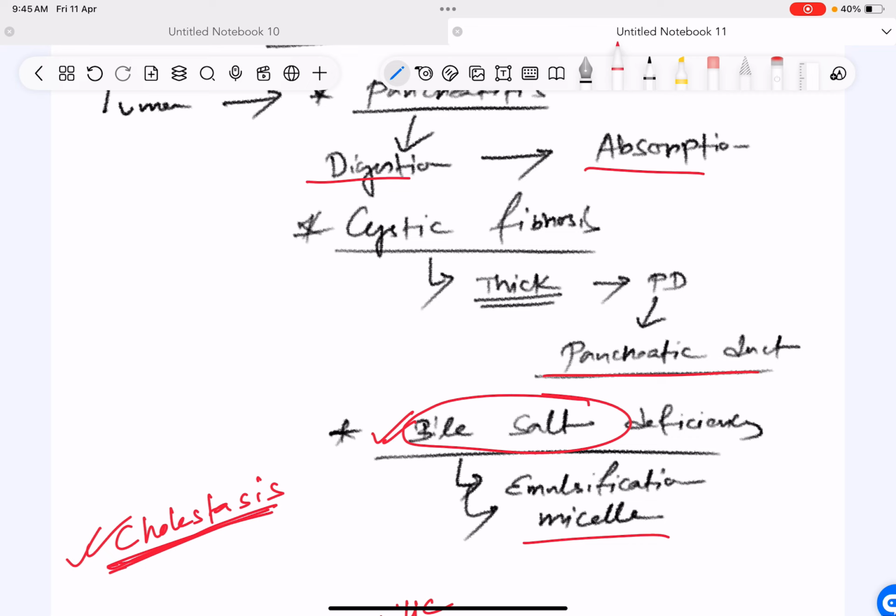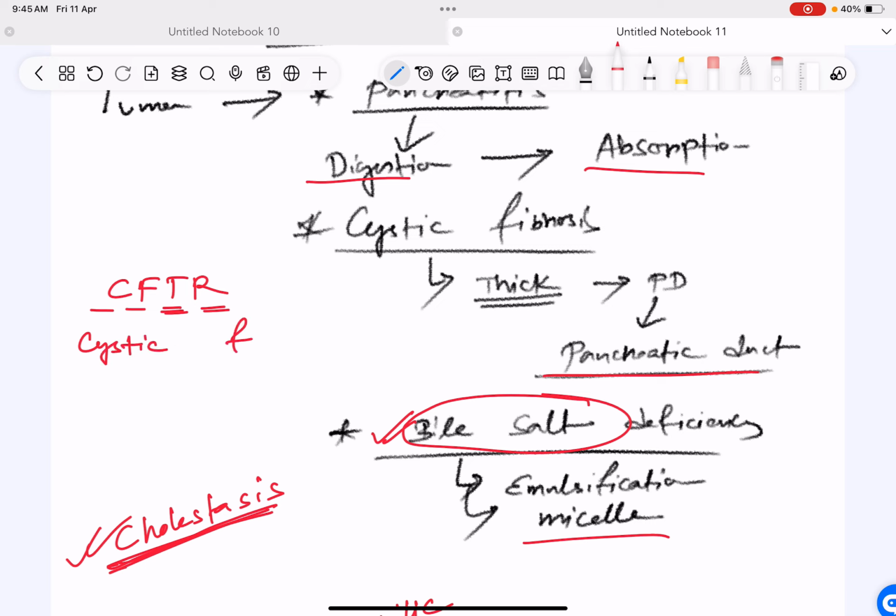If I ask you a few questions about cystic fibrosis, will you be able to answer? Tell me which gene is mutated in cystic fibrosis. I'll give you 5 seconds. You can recall? Yes, obviously you can recall. But what is the full form of this CFTR gene? Cystic fibrosis transmembrane conductance regulator gene.